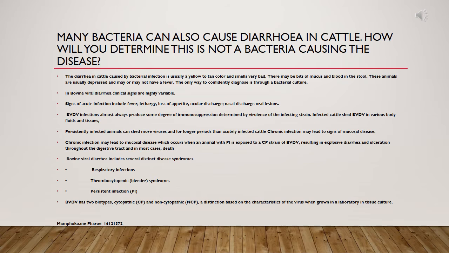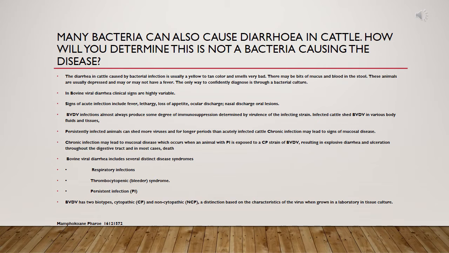Mamphokoane. My question was, many bacteria can also cause diarrhea in cattle. How will you determine this is not a bacteria causing the disease? The diarrhea in cattle caused by bacterial infection is usually a yellow and tan color and smells very bad. There may be bits of mucus and blood in the stool. These animals are usually depressed and may not have a fever. The only way to confidently diagnose is through bacterial culture.